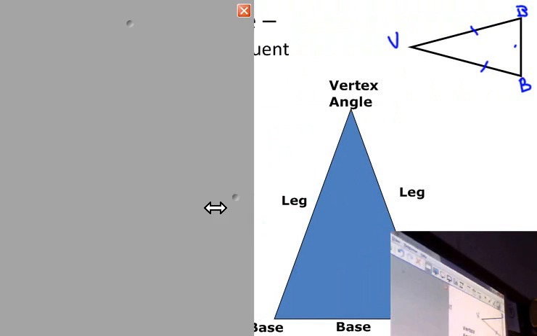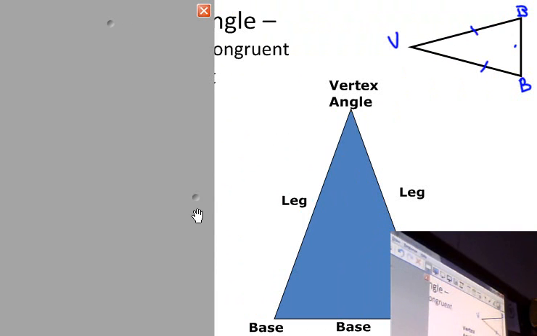It's too much to digest at one time, so let's just look at the diagram. Here you've got a vertex angle. You've got your legs. The legs are the part that are congruent to each other. You've got the base.